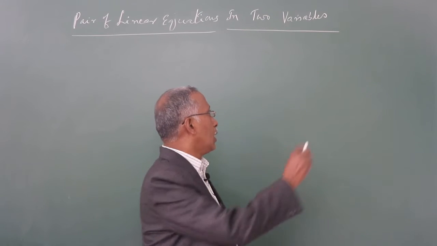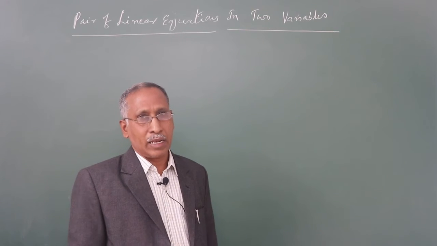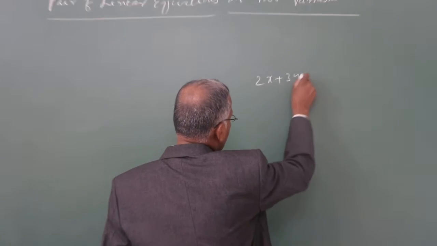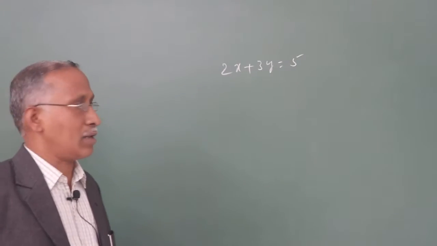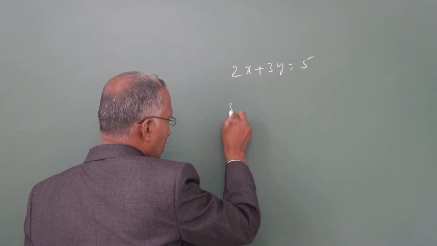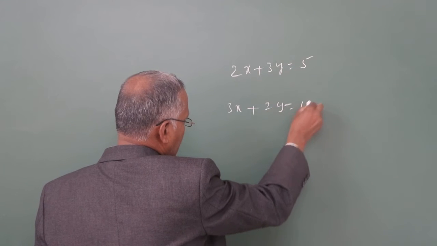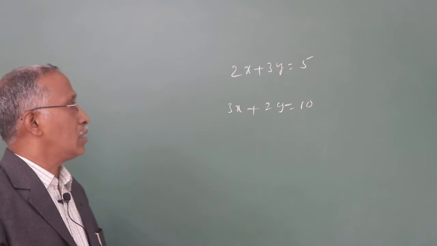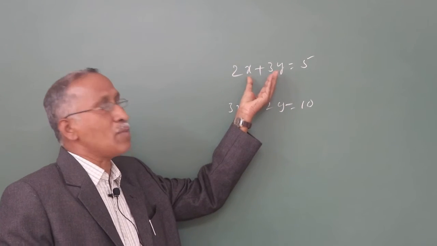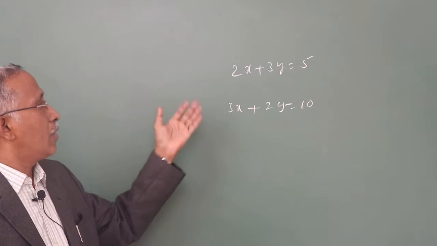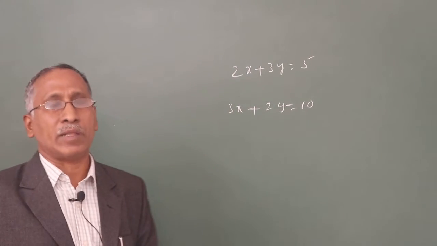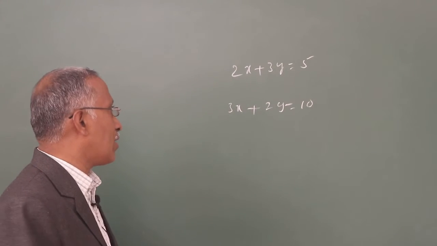If two lines are drawn in a plane, you know very well that the graph of this equation is a straight line. This is one simultaneous linear equation. Similarly, 3x plus 2y is equal to 10. If I take these two examples, these two are a pair of simultaneous linear equations. Then how to solve these equations? There are three methods as I have discussed here. One by one I discuss.